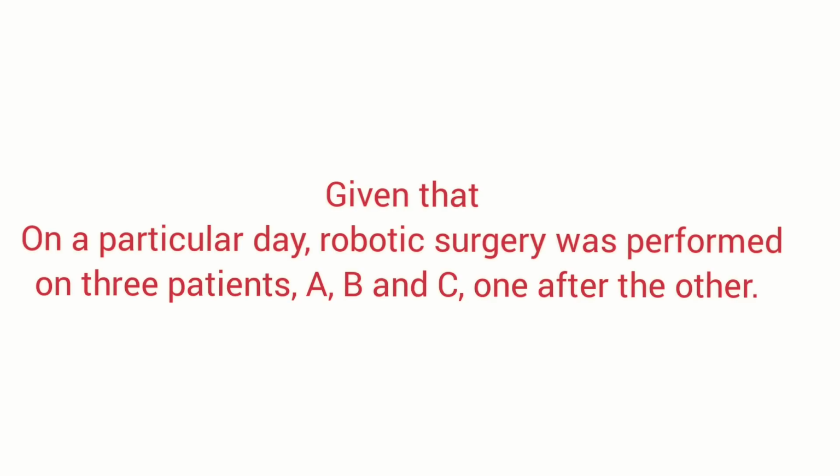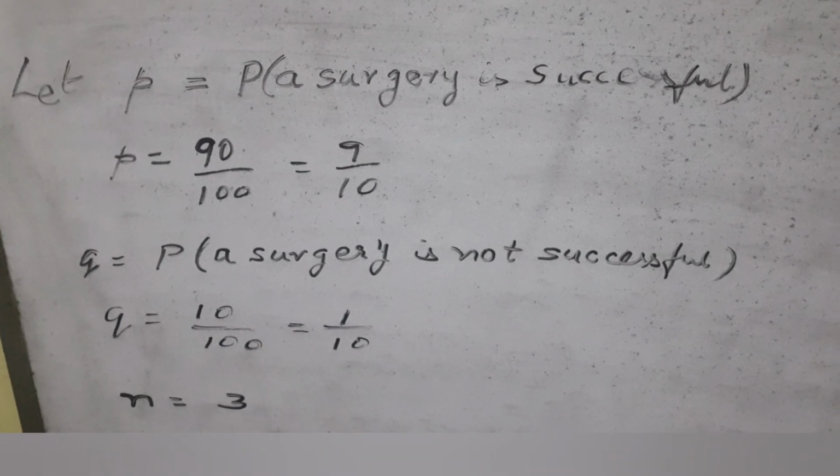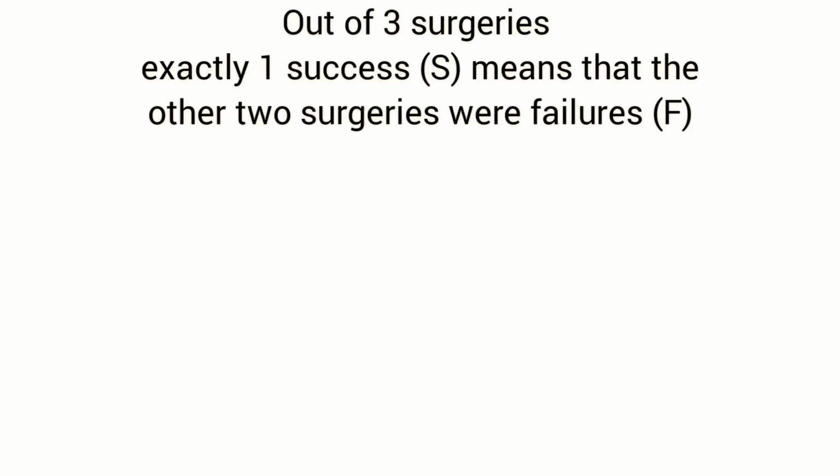Note that the surgery was conducted on 3 patients, so we take n equal to 3. We have to find the probability that exactly one surgery was successful. Exactly one surgery being successful means out of the 3 surgeries conducted, the other 2 would be failures.